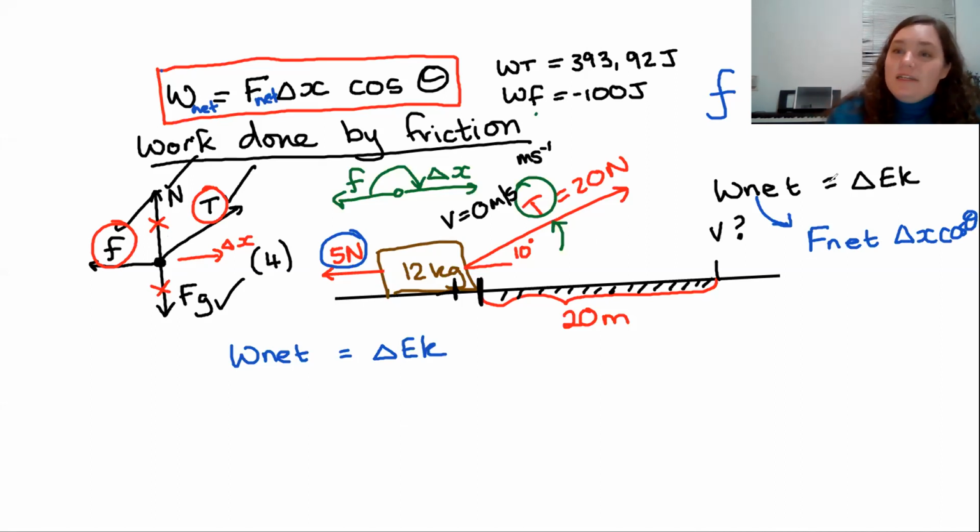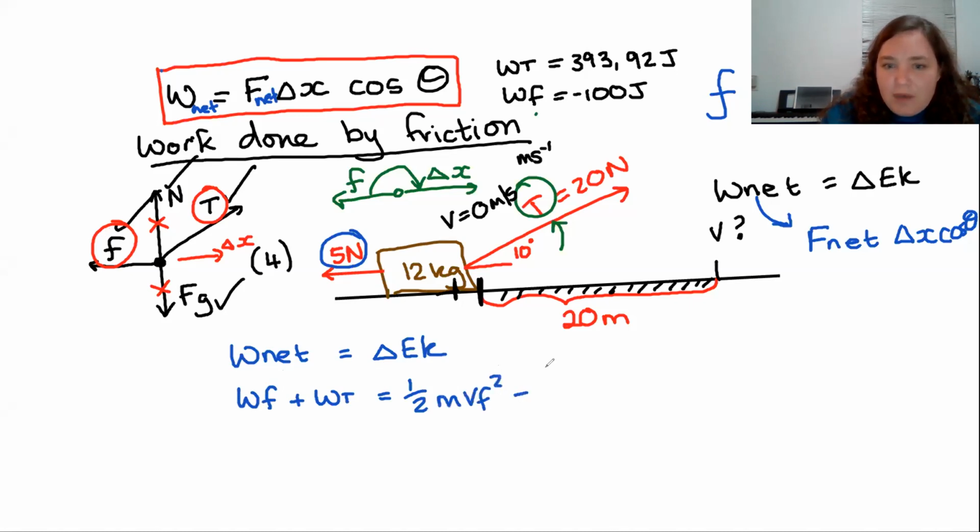Okay. So what I tend to do here is I instead view the net work as being the sum of all of the works done. I know I keep saying works. I know it's not correct, but it makes sense. So we've got work done by friction, work done by normal, work done by tension, work done by gravity. This is the one case where you do not need to substitute in the ones that don't do work. So I can say that the work done by friction plus the work done by tension is the change in kinetic energy. So it'll be a half m vf squared minus a half m vi squared.